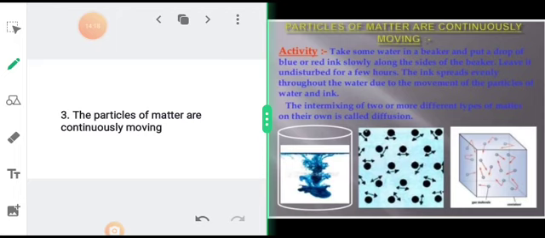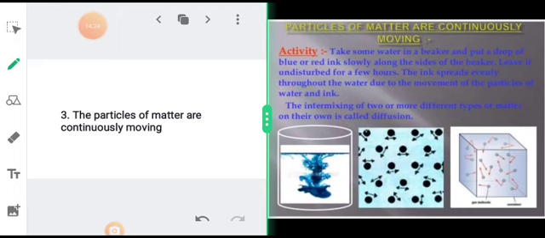A similar observation was made even when we dissolved the crystals of potassium permanganate in water. Gradually, the color given out by the crystals of potassium permanganate will spread evenly inside water. This means the particles are continuously moving.